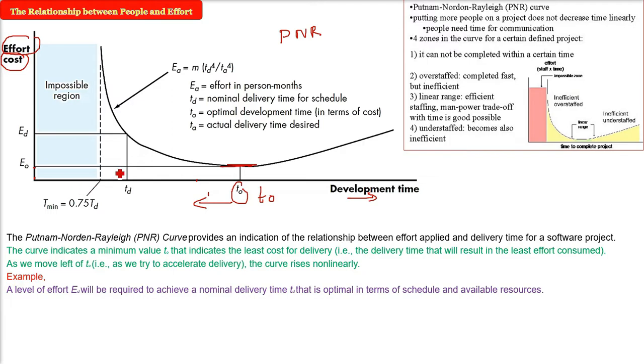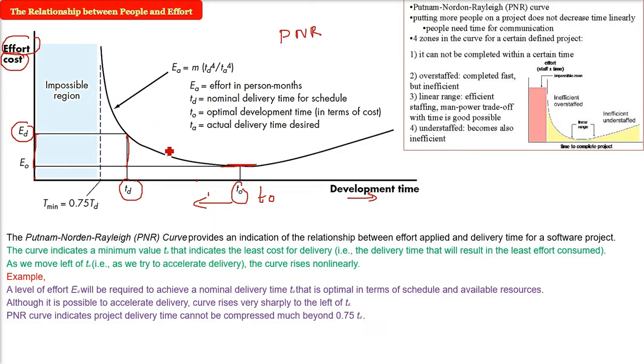See, let us take an example. If you want to compress the time, you want to complete it at td, the effort will be Ed. Now you see, a level of effort Ed will be required to achieve a nominal delivery time td that is optimal in terms of schedule and available resources. It seems to be okay. But although it is possible to accelerate the time delivery, you see the curve. It rises sharply. The effort has increased so much.